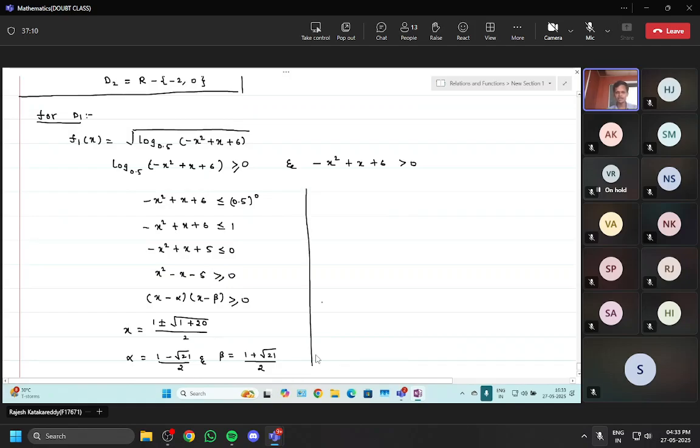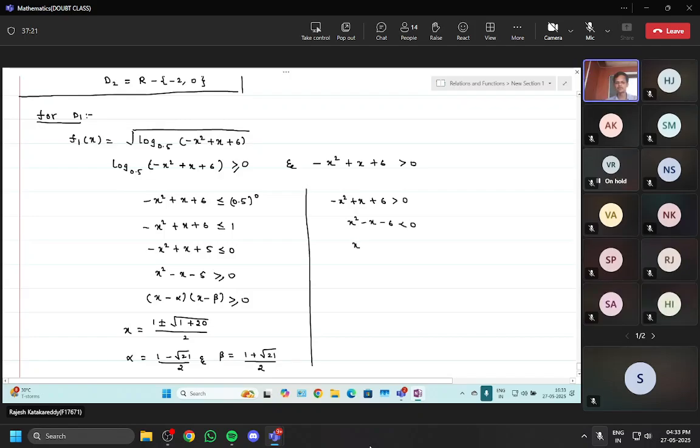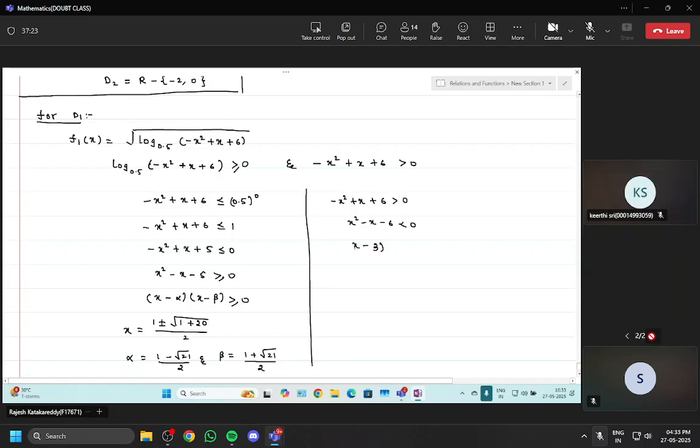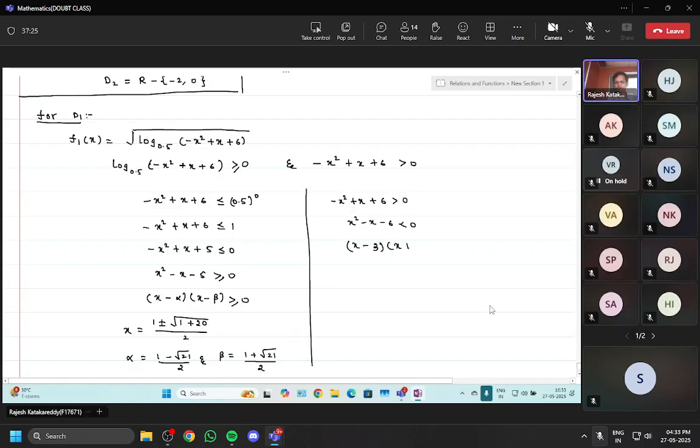In the second part, I need to make sure minus x square plus x plus 6 is greater than 0. So x square minus x minus 6 is less than 0. This is x minus 3 into x plus 2 is less than 0. Again, same thing, draw the number line. One critical point is minus 2, another is plus 3. Take the values according to this.